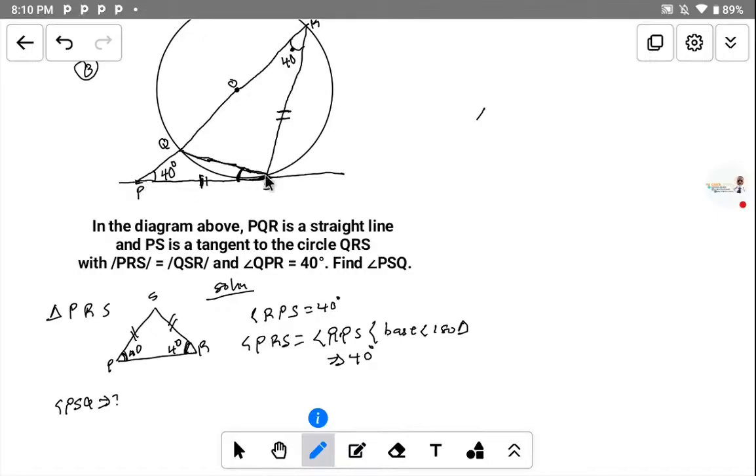This is the line of tangent. If you still remember the alternate segment theorem, the angle formed between a chord, this line here to this place is a chord, and a tangent, this is a chord, this is a tangent, is equal to the angle formed in the alternate segment.